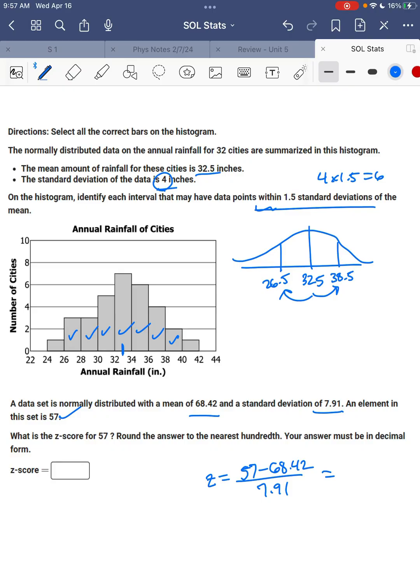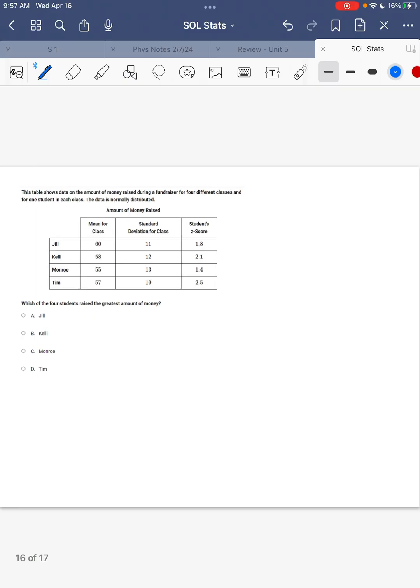So I'm just going to do this on my phone because I do not want to go back to the thing. All right, let's see. So 57 minus 68.42. I'm going to divide that by 7.91. So we get negative 1 point, and what did they say? Nearest hundredth, so 2 decimal places, 1.44. Okay. All right, and oh, we got 2 more.